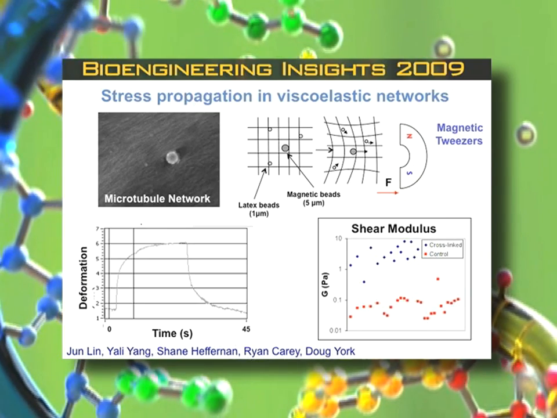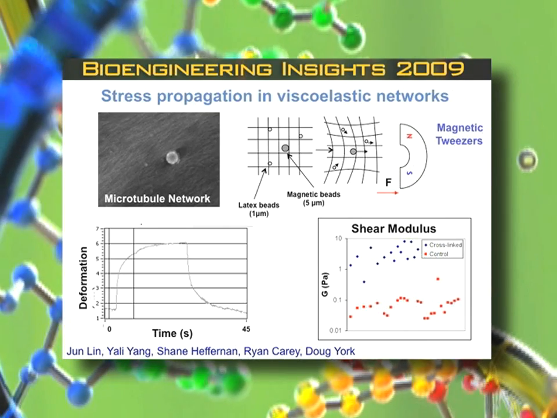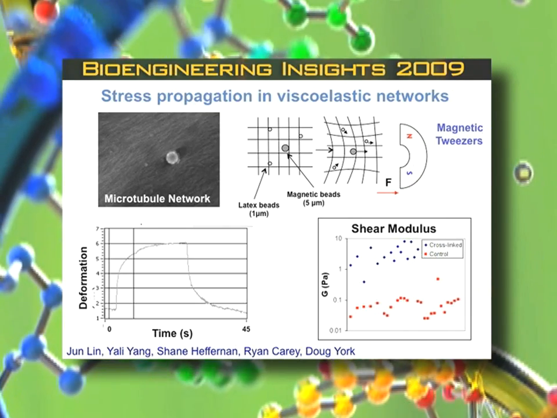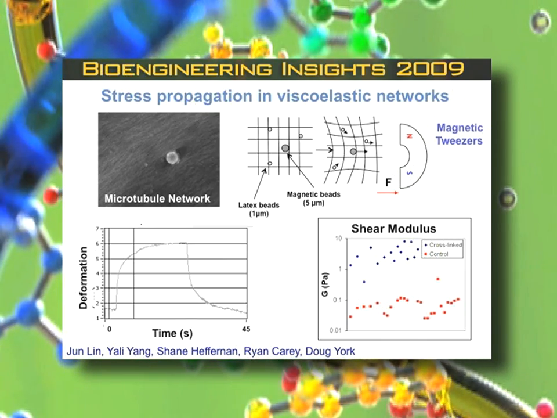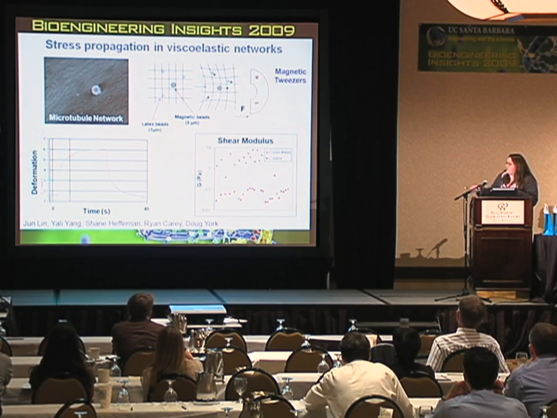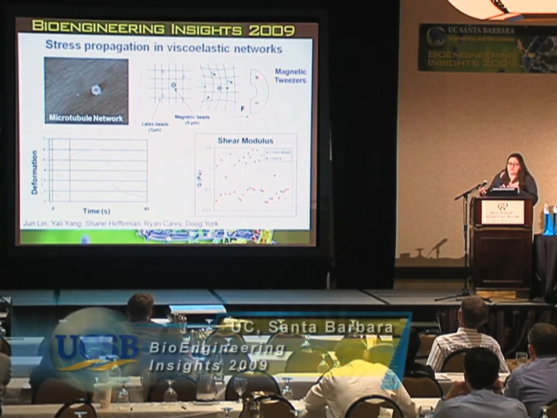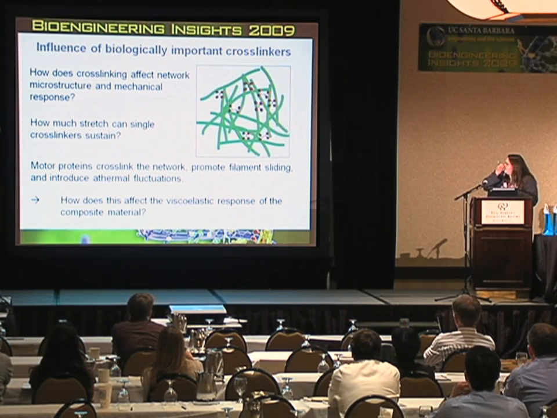Can we measure the elasticity? We can look at the deformation as a function of time by this process. We can look at the shear modulus, both for entangled networks and cross-linked networks. We can see that not only the presence of the crosslinker, but the nature of the crosslinker is really important. So we're in the process of trying to use engineering principles to understand the molecular basis of stress transmission. I think I've already talked about this, but biologically important crosslinkers are the next step.